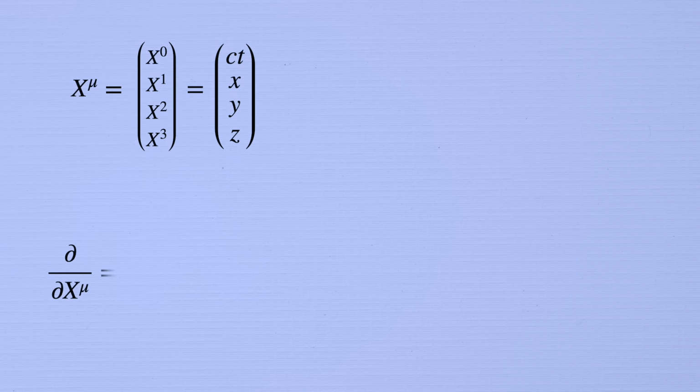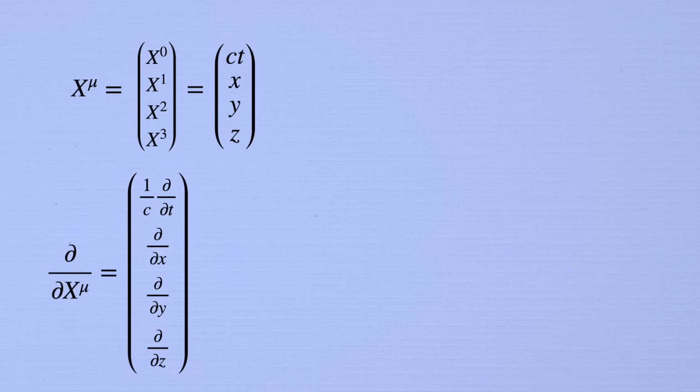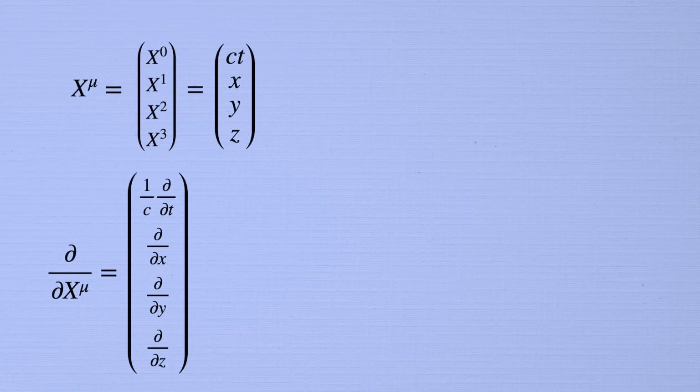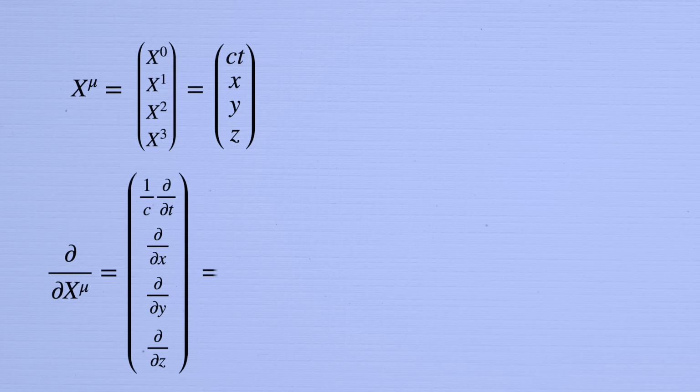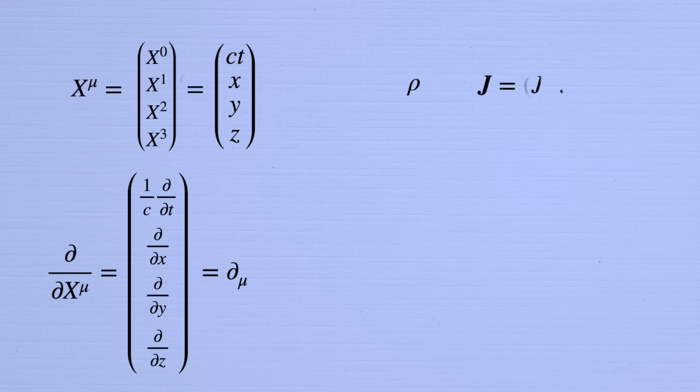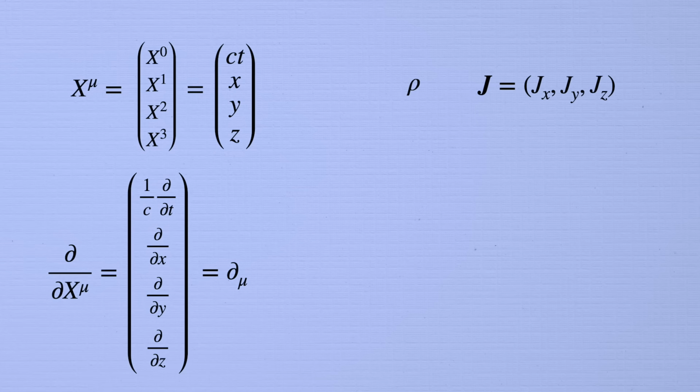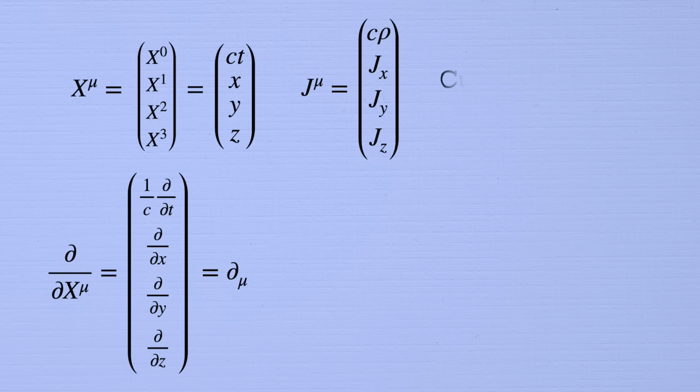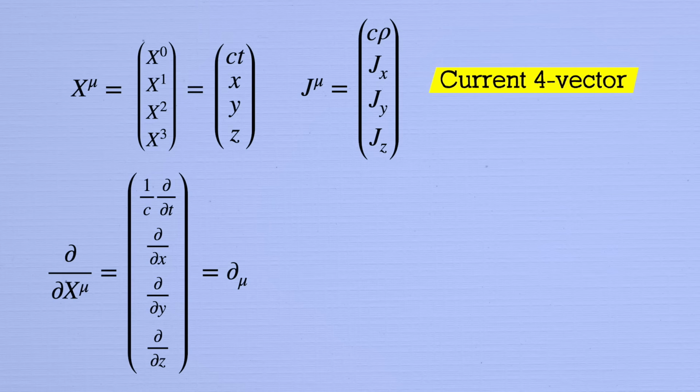Then we can define the derivatives with respect to x mu by d by dx mu equals 1 over c d by dt, d by dx, d by dy, d by dz. And we usually write this even more simply as d sub mu. We can likewise put the charge density rho and the spatial current j together into a 4-component space-time current, j mu. The c is again there so that each component has the same units.